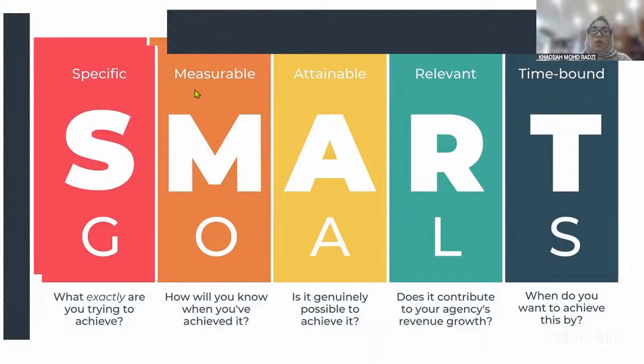Next, your goal should be measurable. M. How will you know when you have achieved it? Right? And then your goal should be attainable. A. Is it realistic to achieve it? And then make sure that your goal is relevant. Does it contribute to your personal growth? And then it should be time bound. When do you want to achieve your goal?